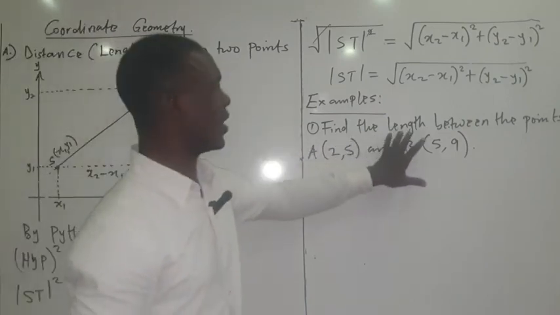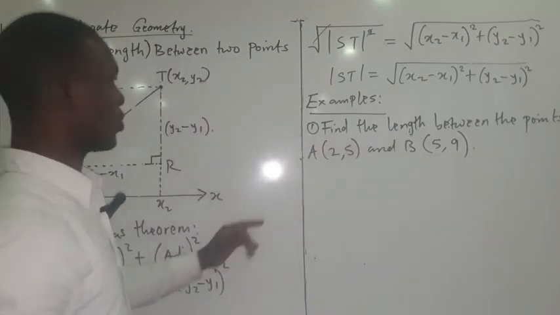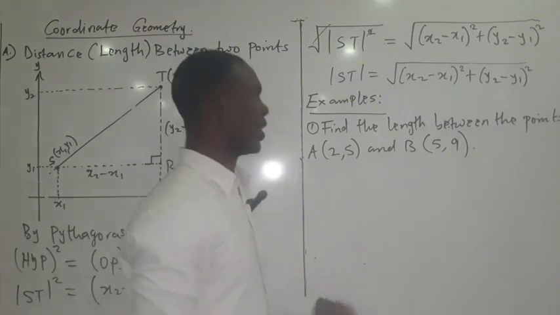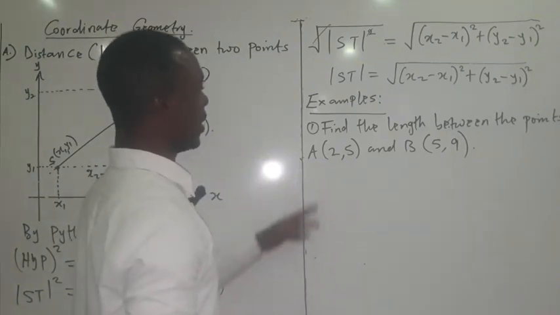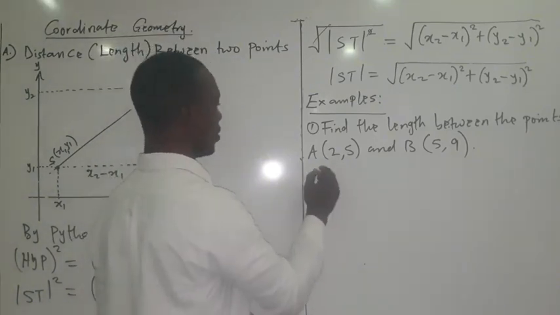I've told you the length and the distance are the same. So it means we are looking for the distance between A and B. And what is the distance formula? The distance formula will now be the solution.